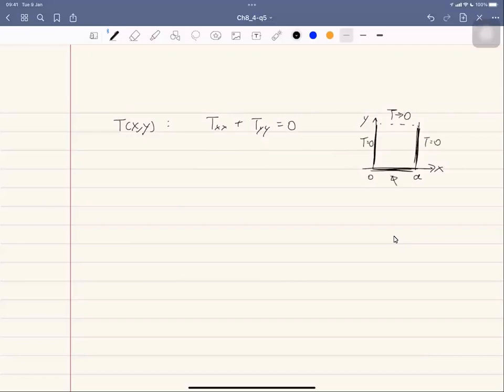So let's continue finishing up where we left off in the lecture of this separation of variable problem. We were trying to solve this for the Laplace equation, with certain boundary conditions. Just a quick recap: we want x from 0 to a, and for y, we want T to go to 0 over here, here, here. And on here, we want T to equal a certain constant, okay?